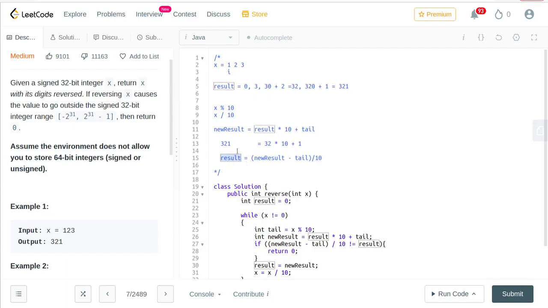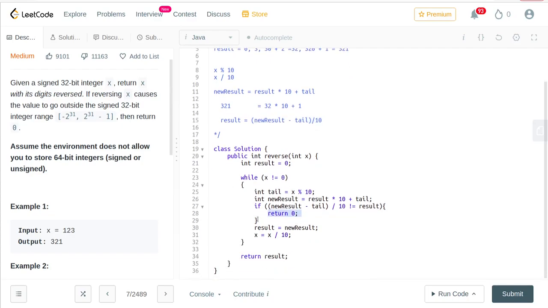At any point in time, if you did this and then you found out that it is not equal to the result, that means that overflow has happened and you need to return zero. That's the only tricky part in this question: you calculate the new result and then you do the same thing, and if it is not equal to result, we're sure that it was because of the overflow, so we can just return zero. Yeah, pretty straightforward over there.